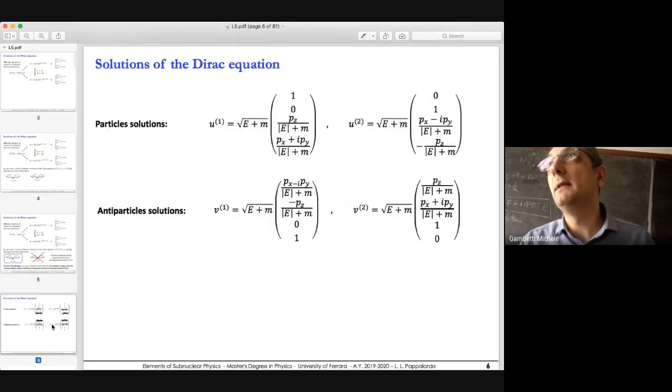And also let me now again write you the full expression of these four solutions that we derived. So we derived essentially the first two, but then in a similar way one can derive the other two. So these are the two particle solutions, U1 and U2, and these are the two antiparticle solutions, V1 and V2, which are expressed in terms of the energy and momentum of the particle.